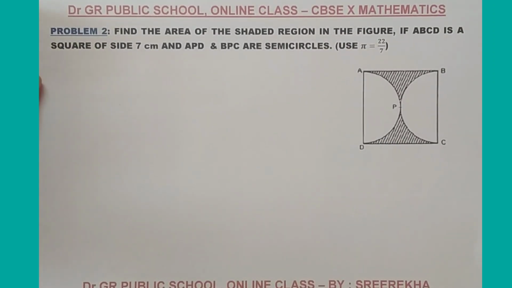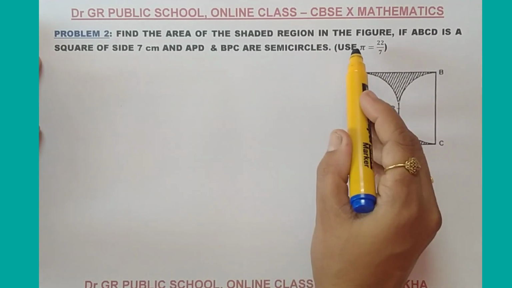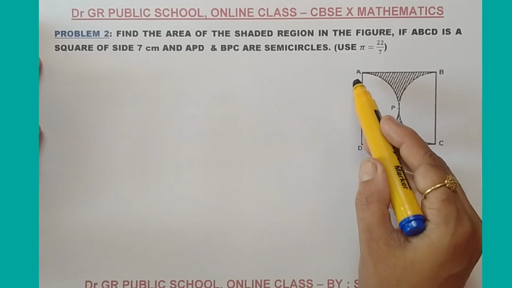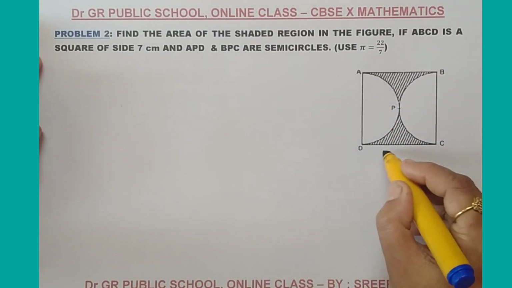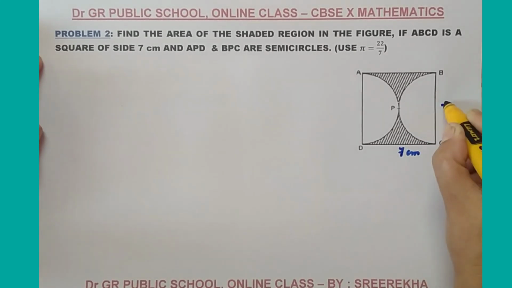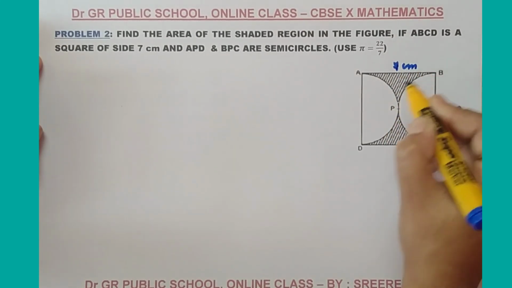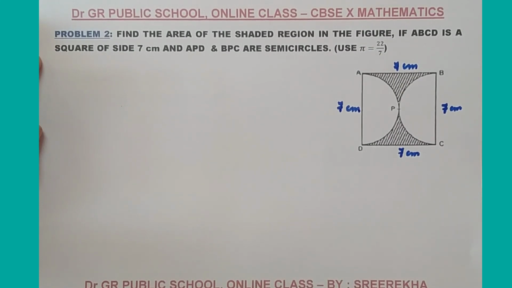Okay, come with problem 2. Find the area of the shaded region in the figure if ABCD is a square of side 7 cm. The side of the square is given as 7 cm. This side also 7, because you know that all the sides of a square are equal. So 7 cm is the length of the side.